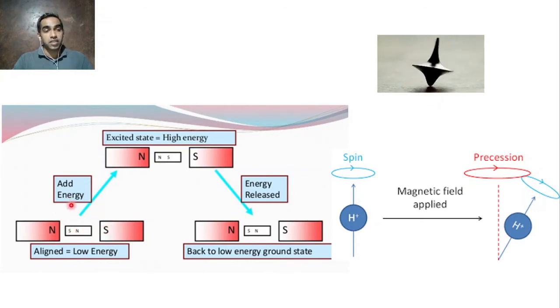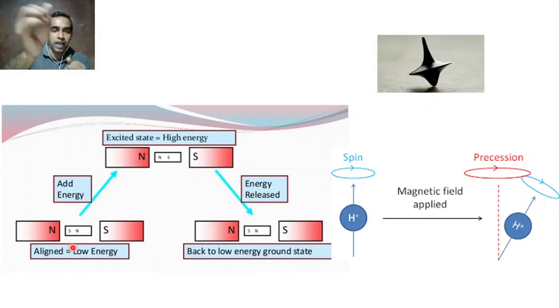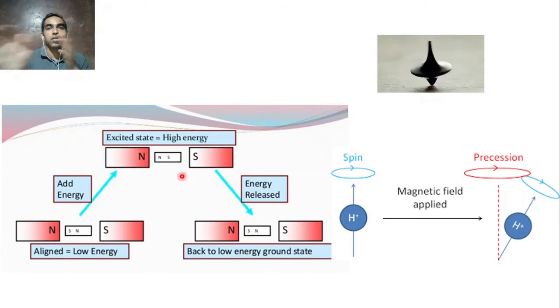Now you add energy, because you want to rotate this, or you want to flip, you want to change the spin. What you have to do, you have to add energy. Energy can be anything. Suppose it is a magnet, you can just pull it like this, right? You can pull it and bring N closer to N, south closer to south. Then you release the energy, again it will come back to the same position, right? It can't remain like that.